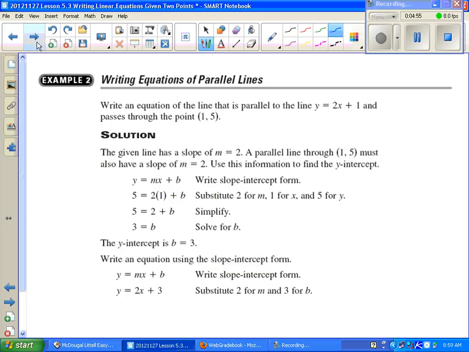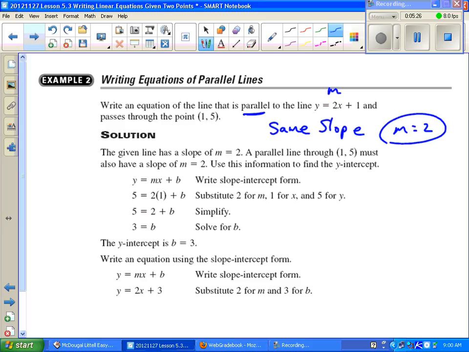Example number 2 dealt with parallel lines. What you have to know about parallel lines is they have the same slope. Anytime lines are parallel, they have the same slope. So this equation right here, y equals 2x plus 1, its slope was 2. So your m value is going to be 2 on the line that's parallel with it as well, since it has the same slope. It says the given line has a slope of 2. Parallel must have a slope of 2 as well.